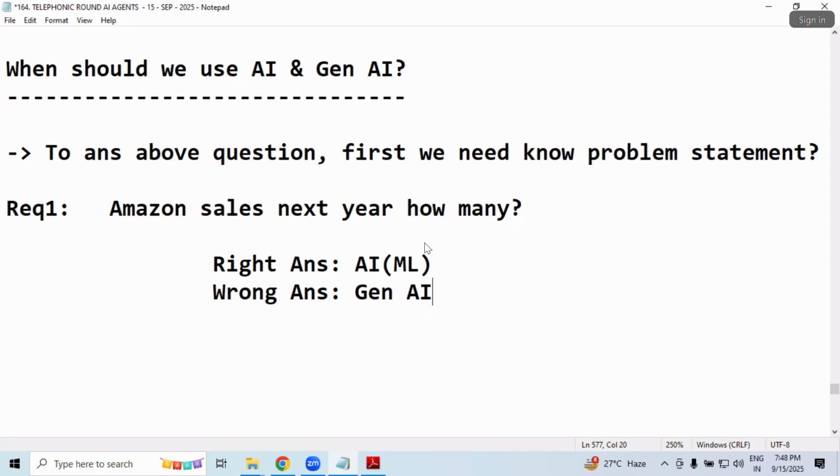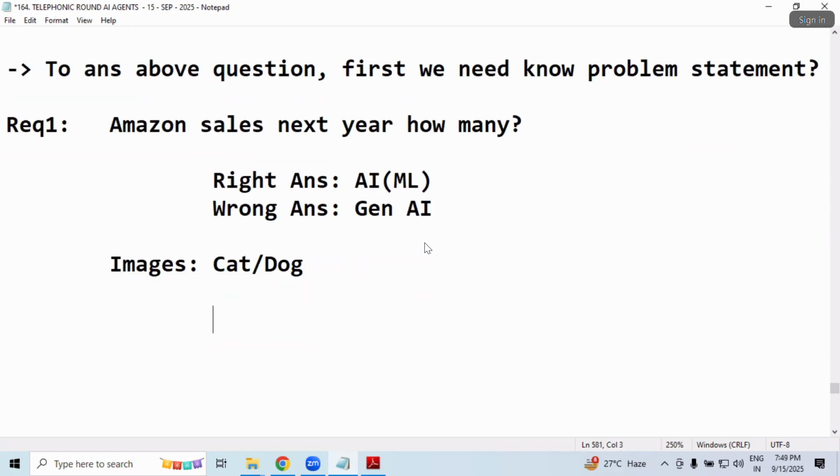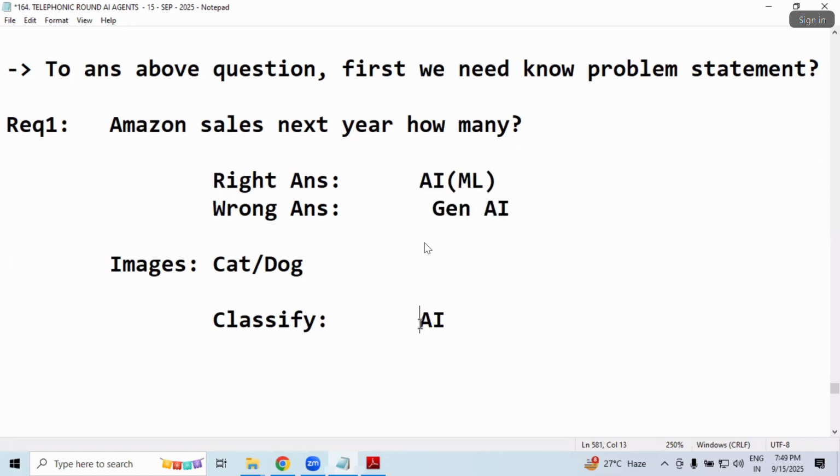The next one: either you are giving some images, and the images contain cats and dogs. It's the right time to classify. Who will do it? AI will do it. Classify in the sense of which one is a dog and which one is a cat. Separating, recognizing, that is nothing but classification, and AI will do it.